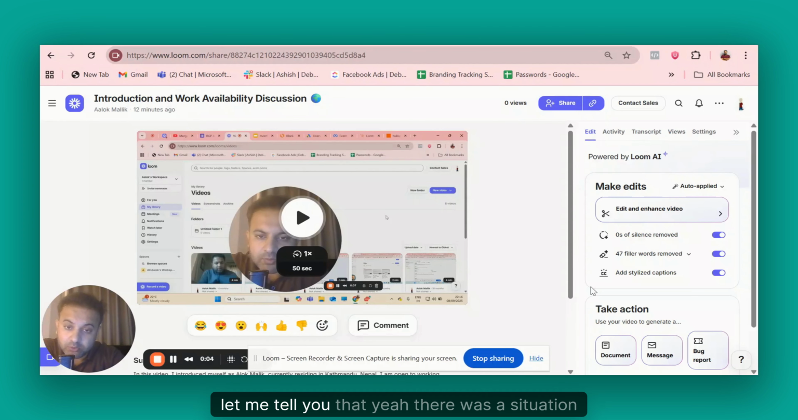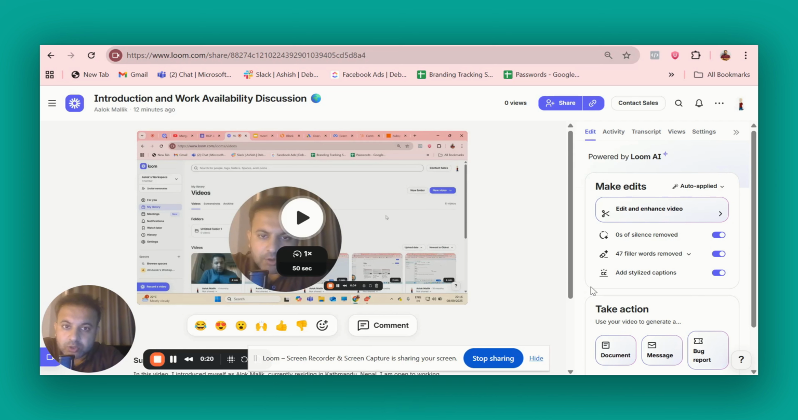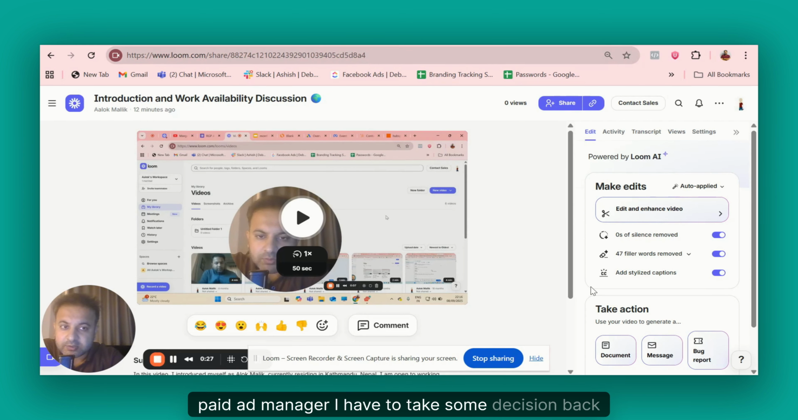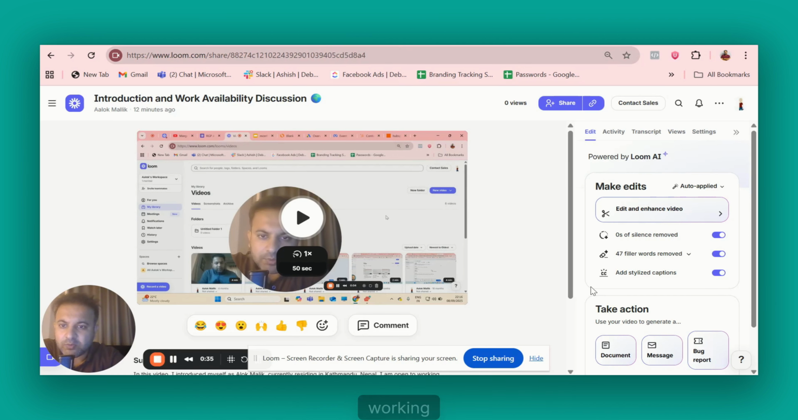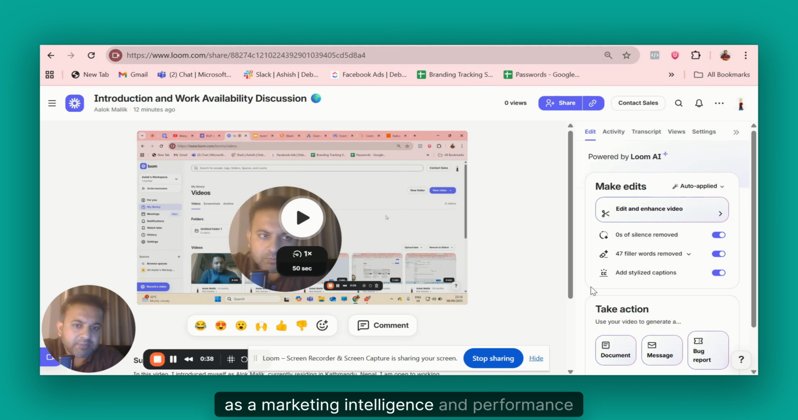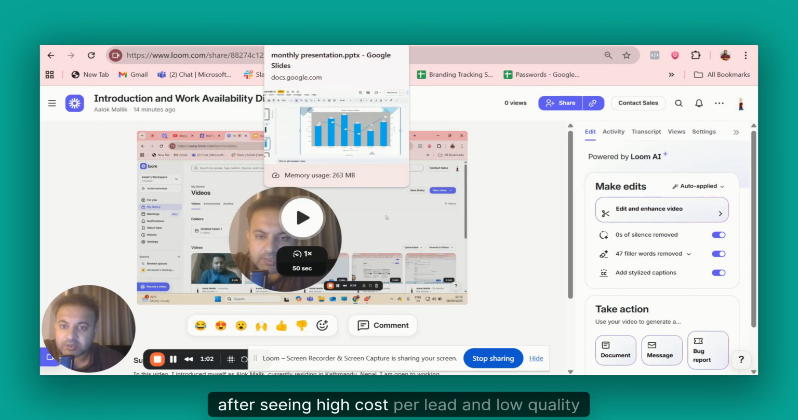Let me tell you about a situation where I had to run a marketing campaign, but as a result I came across a high cost per lead, which impacts our lead quality moving forward. So as the leader in charge, the head, I had to make a decision almost 4 to 5 months ago, when I started working as a marketing intelligence and performance marketing head at a UK-based property and taxation company called Property Accountant, which was offering high cost per lead and low quality lead quantity.